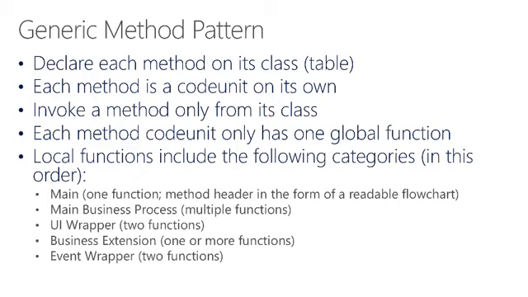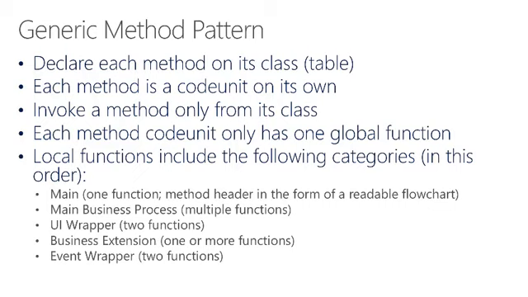In that order, you have a main, which is a function, method header in the form of a readable flowchart, and so I've gone over this, right? So all the steps in the main procedure should come almost one-on-one from the flowchart that represents that business requirement. Then you have a main business process, and those are multiple functions, right? A function for each of those steps. We have a UI wrapper, we have a business extension, and then we have the event wrapper.